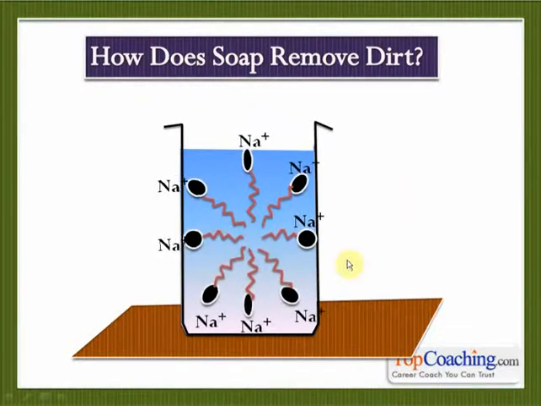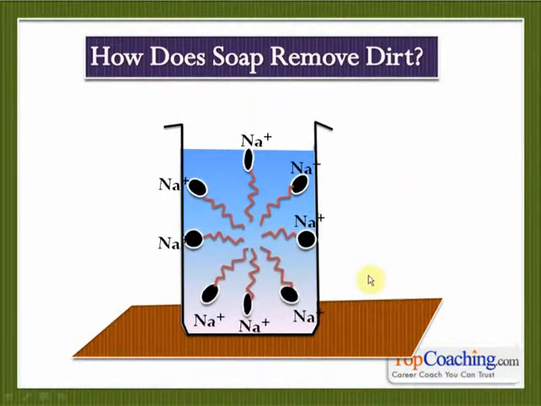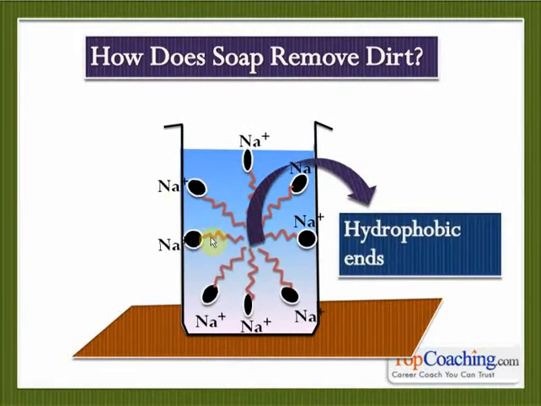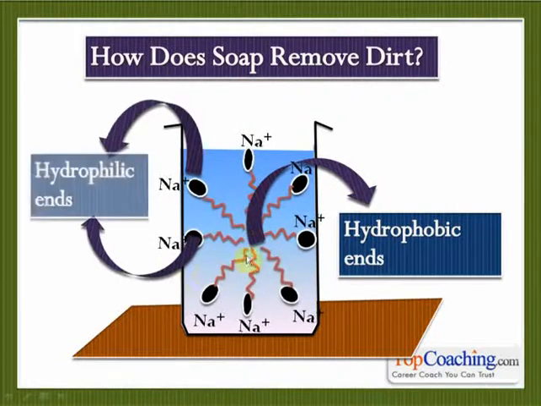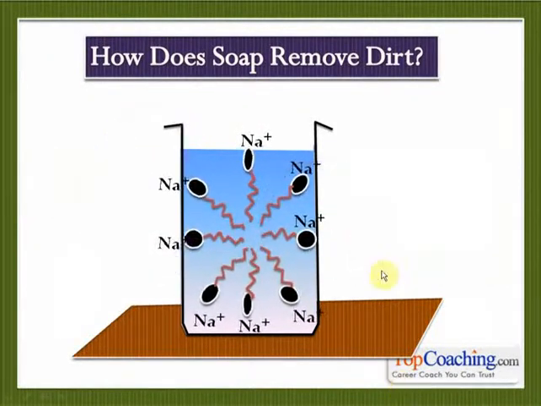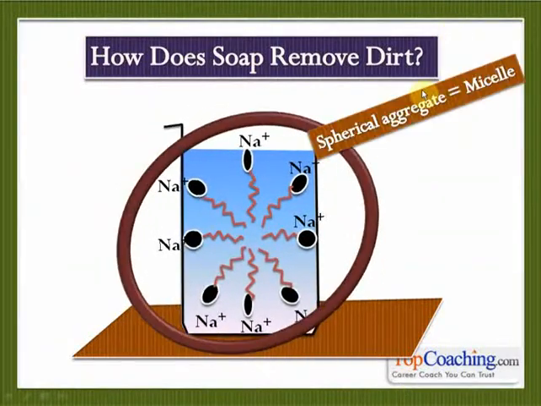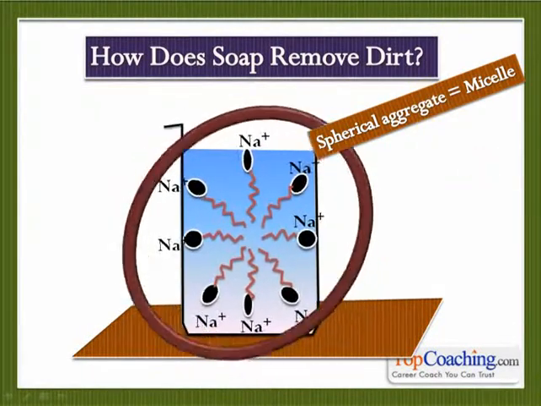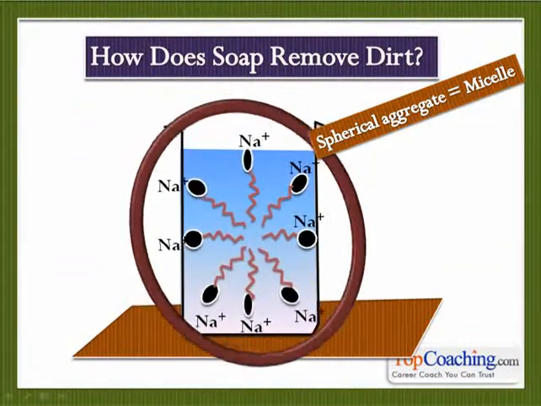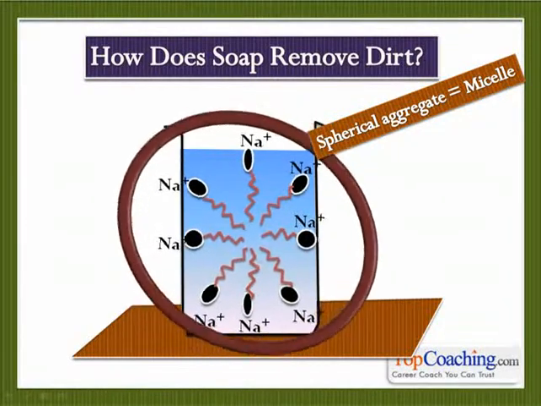So basically, every soap molecule forms this sort of circular structure when soap is added to water. These red ends here are the hydrophobic ends. They repel water and they attract oil. These black ends here, which have the sodium ion, are hydrophilic ends. They attract water, and that's why they are trying to get exposed to as much water as possible. This circular spherical aggregate of soap molecules is called a micelle. Understood? So soap forms micelles when it is added to water. What does a micelle have?